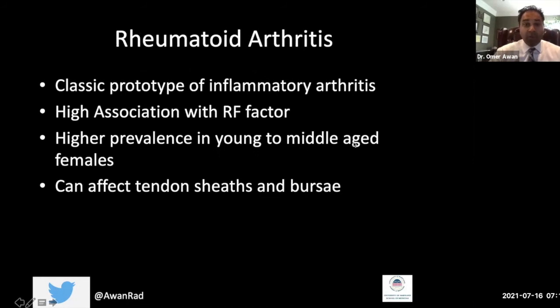Moving on to rheumatoid arthritis, which is the most classic prototypical example of an inflammatory arthritis, right? This happens in young to middle-aged females mostly. Obviously men can get rheumatoid arthritis, but it's much more common in females. High association with rheumatoid factor, right? Other ANA antibodies. It can affect a lot of things like the joint capsule, the tendons, the bursae, things like that.